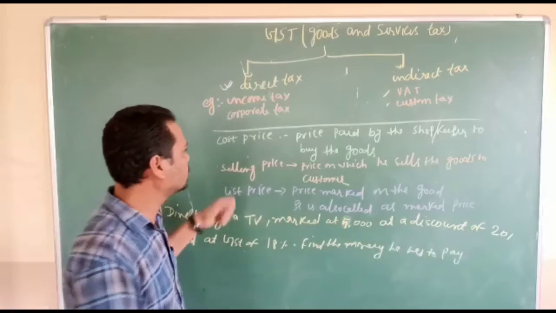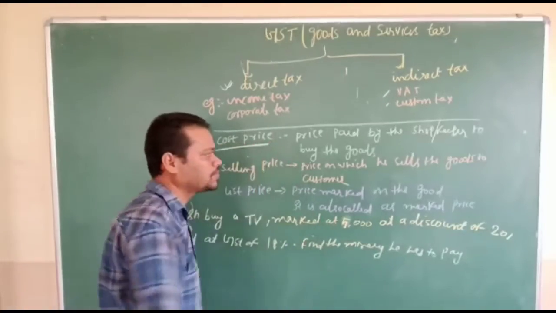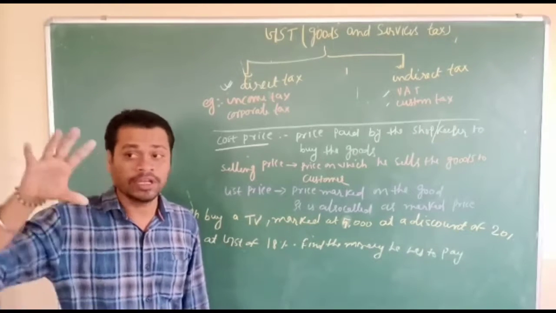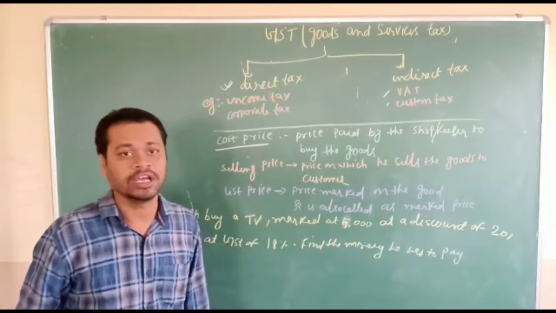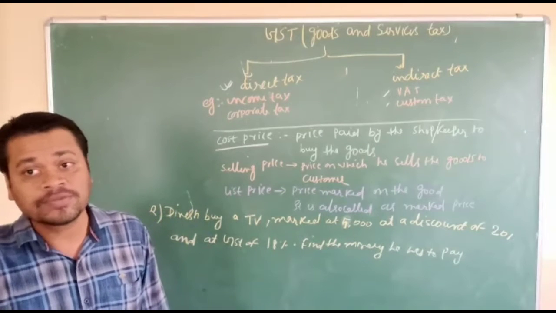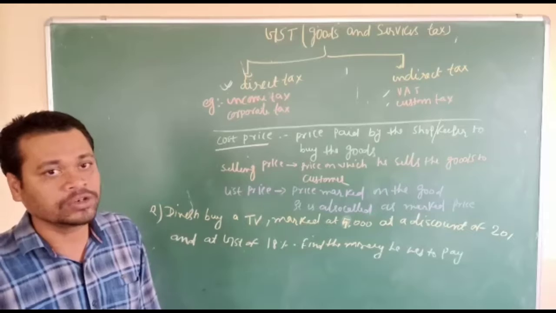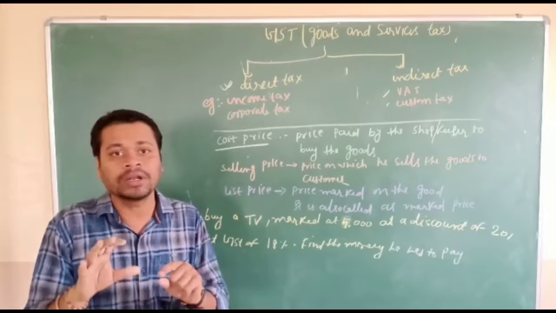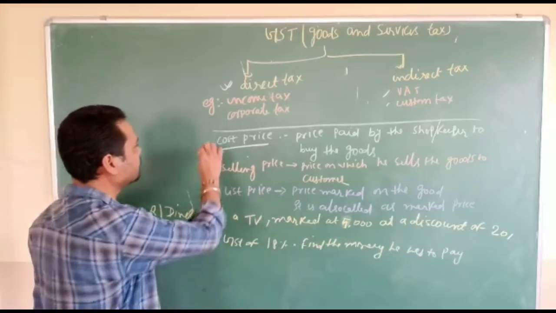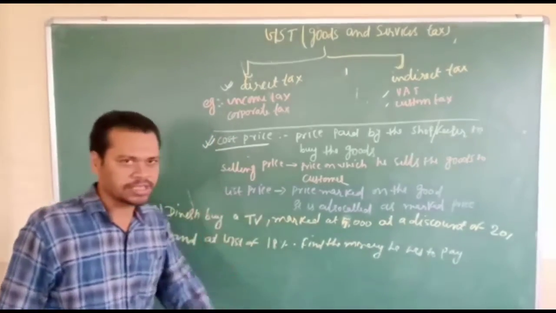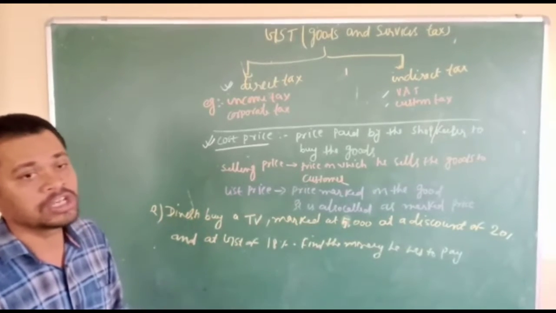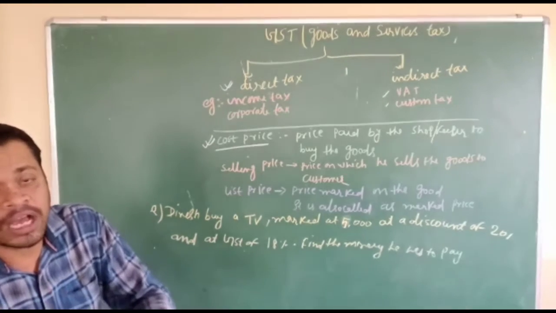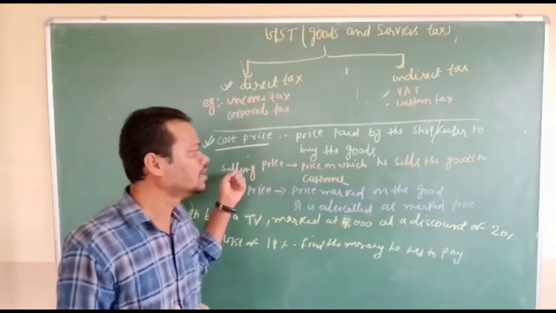The first terminology is cost price. What is cost price? The cost price is the price paid by the shopkeeper while buying the goods. Let's say he is buying at 4,000 and selling to us at 5,000. That 4,000 he paid while buying the goods is nothing but the cost price. What about selling price? Selling price is the price at which the shopkeeper is selling the product, or the price at which we as customers are buying the product. That is nothing but selling price.